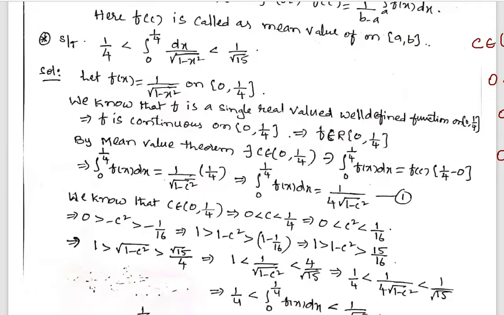Now put roots on all sides. Root 1 will be 1. So 1 > root(1 - c²) > root 15 by 4. Again, continuing this step, taking reciprocals, 1 < 1/root(1 - c²) < 4/root 15. So just divide 1 on both sides. What you'll have is 1/4 < 1/4 into root(1 - c²) < 1/root 15.